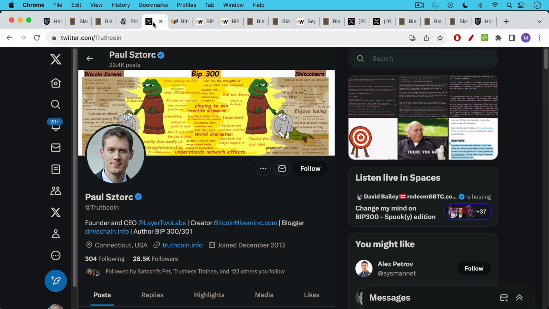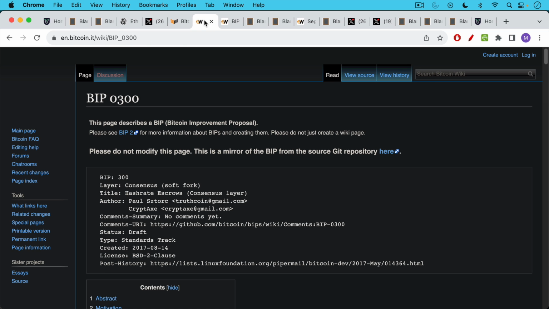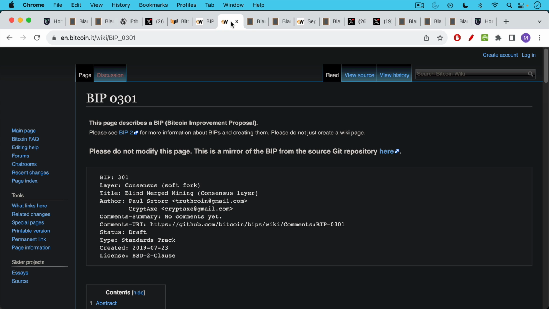Now, we're going to be talking about Drivechains, which were put forward by Paul Sztorc. I believe I'm pronouncing his name correctly. And this involves two different Bitcoin improvement proposals. These are BIPs, BIP 300 and BIP 301, which I'll link to in the description notes below.